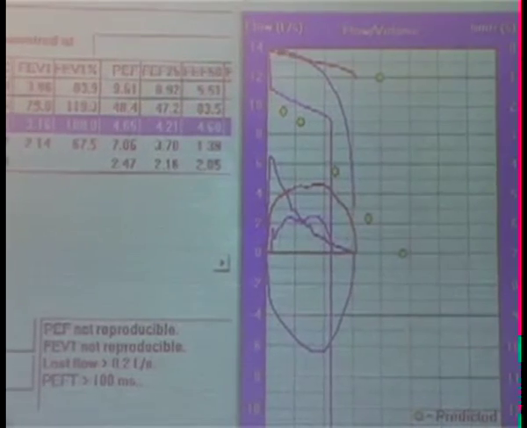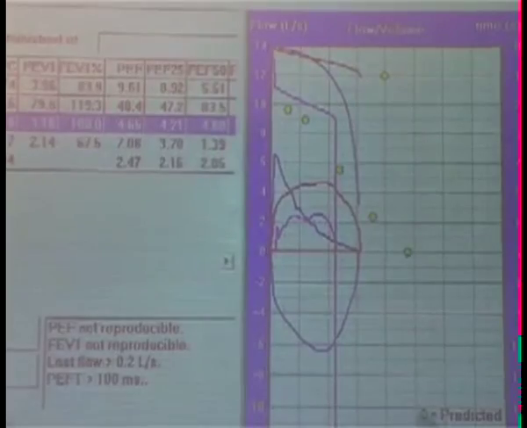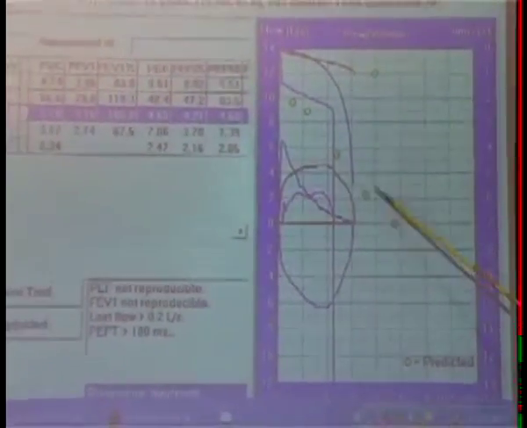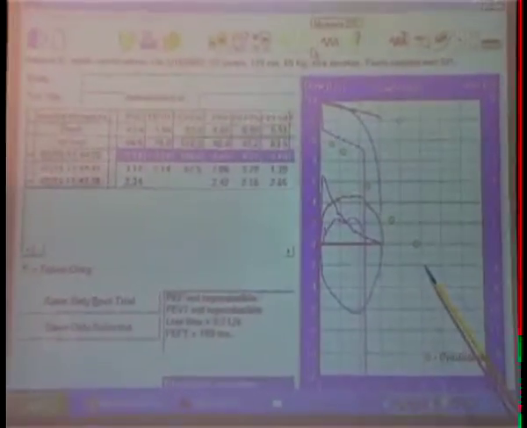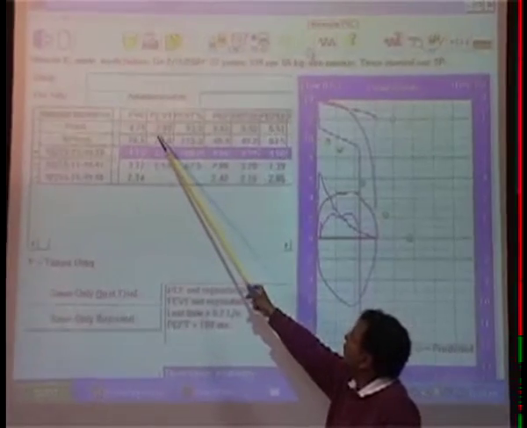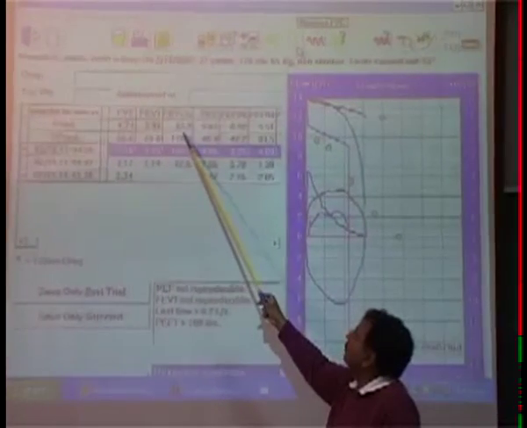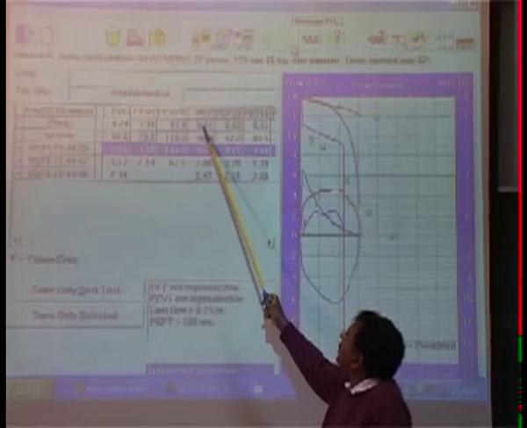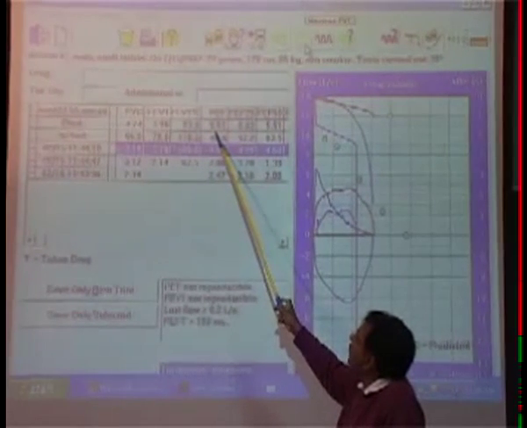So obviously he has not performed so well, because he said that he's suffering from something. So normally it should be like this for his condition. So you can find out forced vital capacity, FEV1 percentage, and then PEFR, that's 9.61.